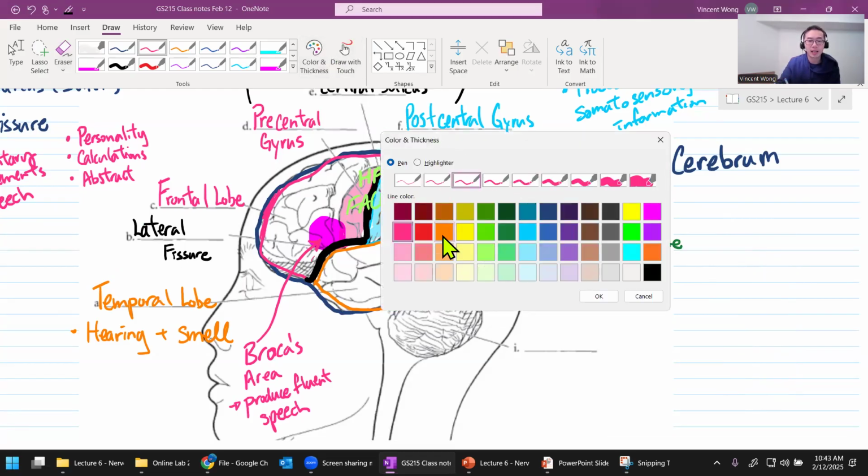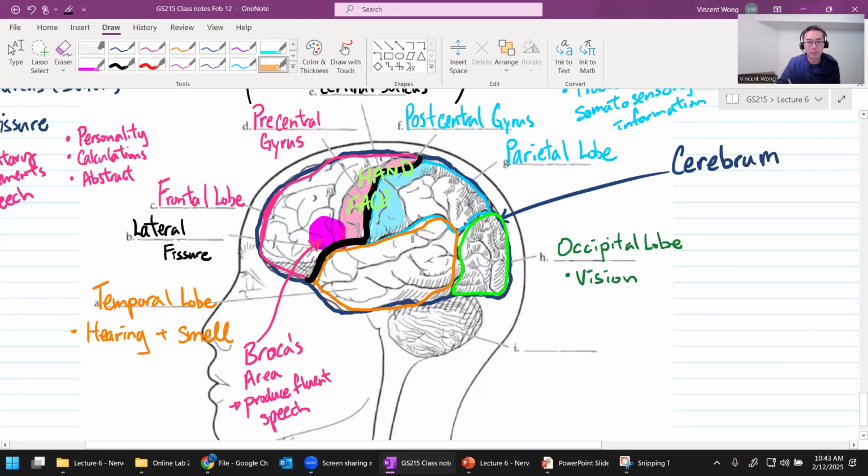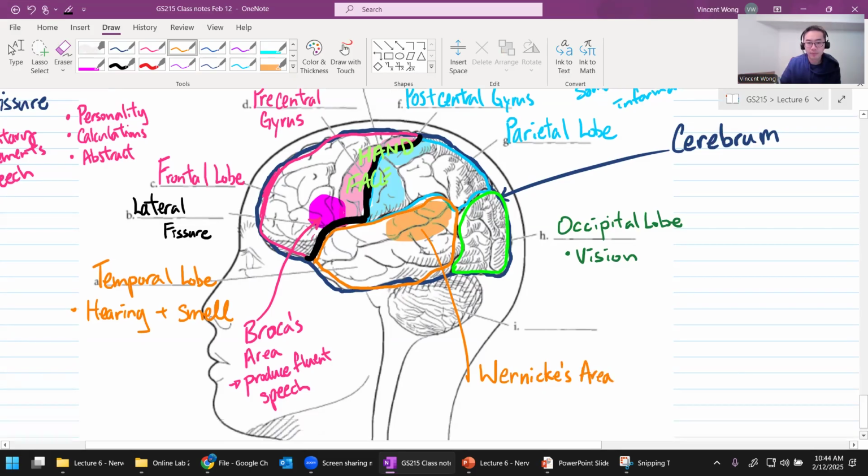What about understanding what people are saying to you? Like understanding what I'm telling you about. There's another area right here in the temporal lobe, and that is called the Wernicke's area. Okay, there's another person's name. And this is for comprehension.